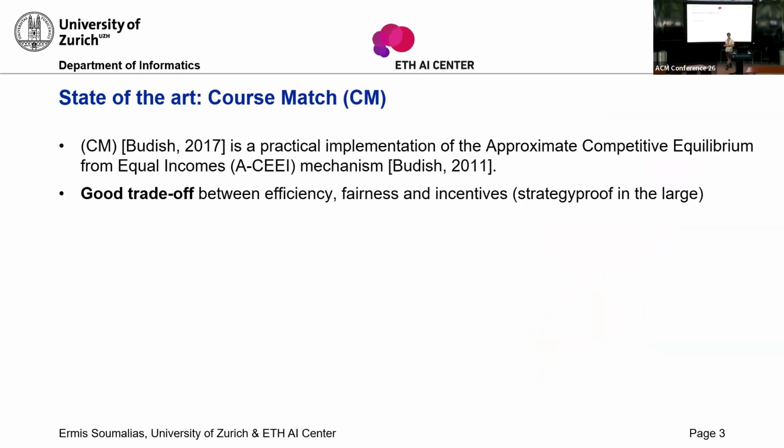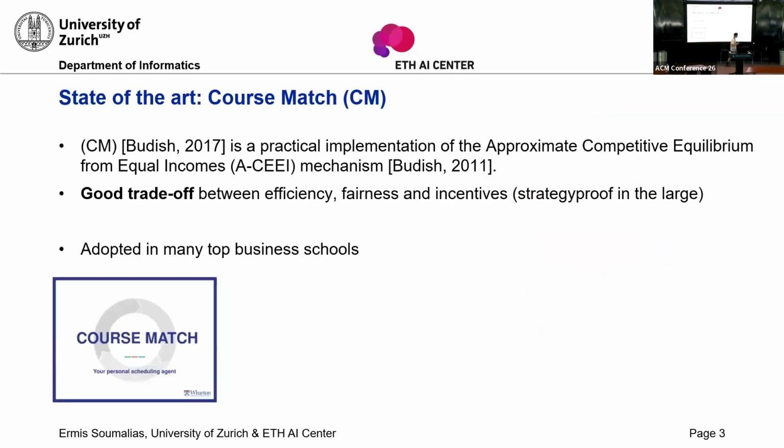The state-of-the-art mechanism for the problem is Course Match. It is a practical implementation of the approximate competitive equilibrium from equal incomes mechanism by Budish. Intuitively, it's good in all three dimensions of interest by making slight compromises in each one. It was first introduced at Wharton, and has since been adopted in many top educational institutions.